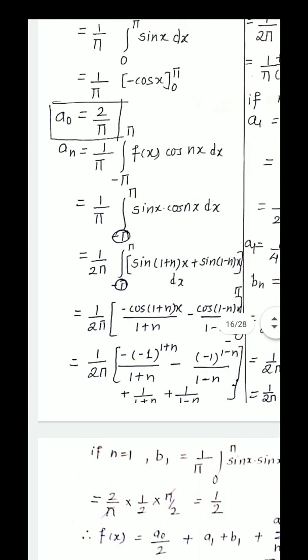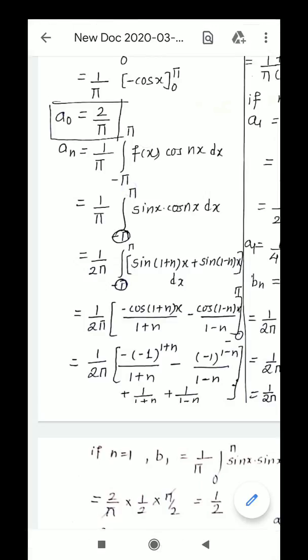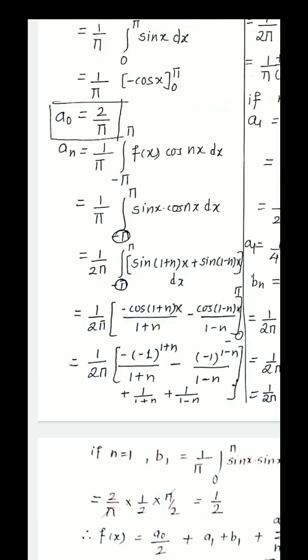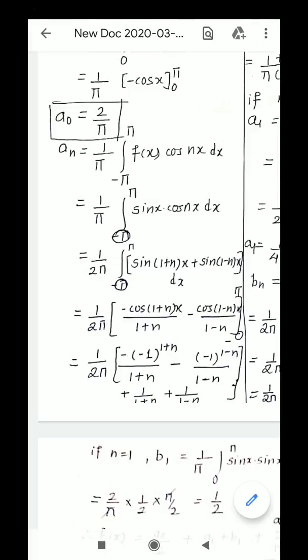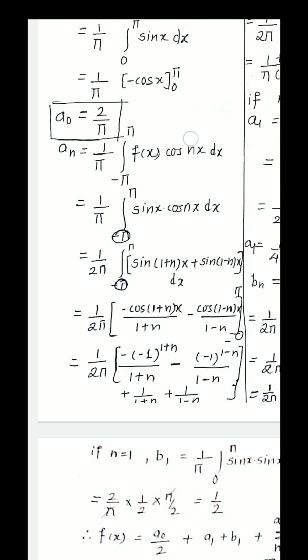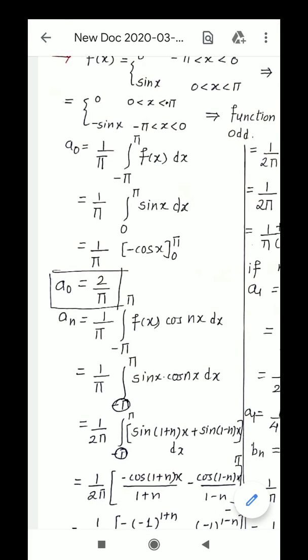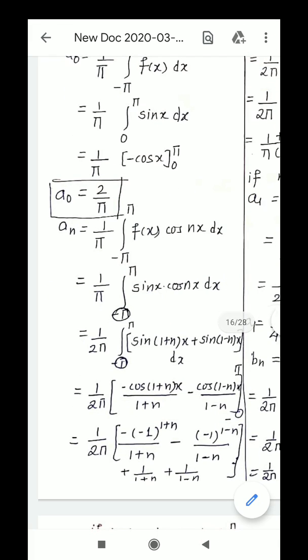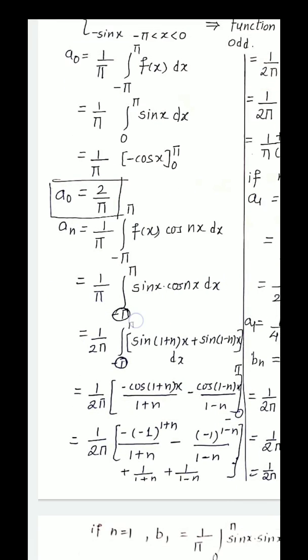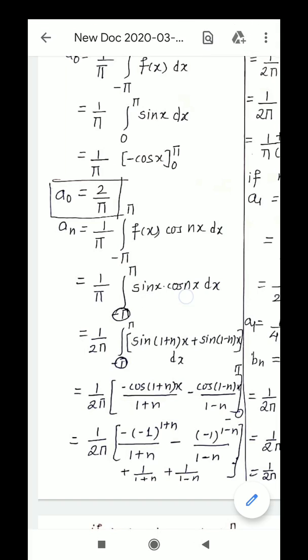Similarly, the next constant is an. So how do we find an? The formula is 1 upon L, integral from minus L to plus L of f of x cos n pi x by L dx. But L is pi here, so 1 by pi, integral from minus pi to pi of f of x cos nx dx. And minus pi to pi is again divided in two parts, minus pi to 0 and 0 to pi. In minus pi to 0, f of x is 0, and in 0 to pi, f of x given is sin x. So this is 1 upon pi, integration from 0 to pi of sin x into cos nx dx.